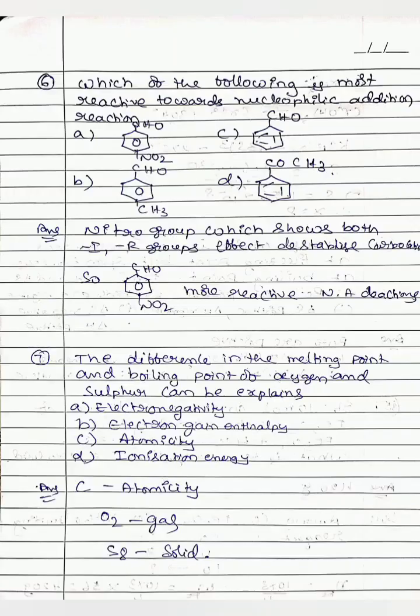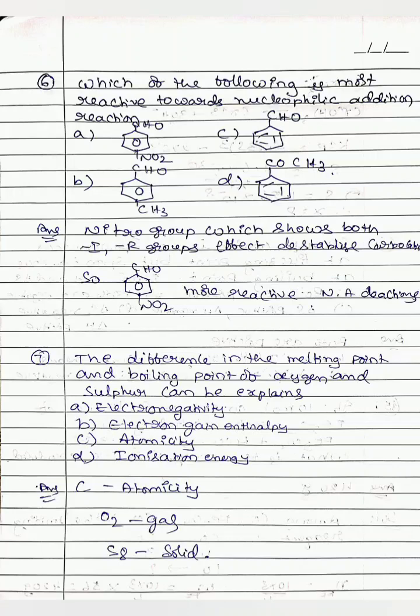Next one, which of the following is most reactive towards the nucleophilic addition reaction? Benzaldehyde, para-nitrobenzaldehyde, para-methylbenzaldehyde and acetophenone they have given. If we consider the -I and -R effect of NO2, it destabilizes more the positive charge which is on the carbon of the aldehyde group. So the CHO can readily undergo nucleophilic addition reaction. That means para-nitrobenzaldehyde readily undergoes nucleophilic addition reaction.